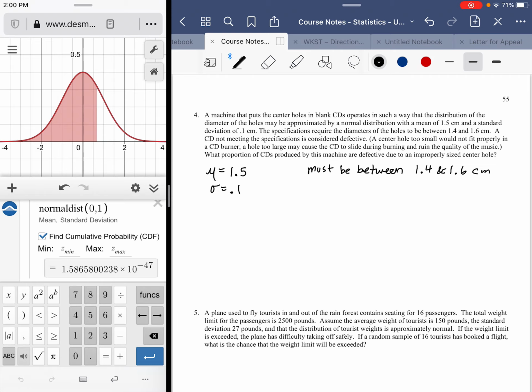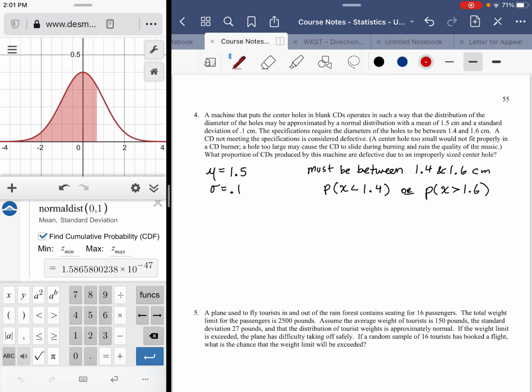All right, one way to handle it would be to figure out the proportion of CDs in which the holes are smaller than 1.4. We could say the probability that X is less than 1.4, or we could say greater than 1.6. All right, so that's one possible way of handling it.